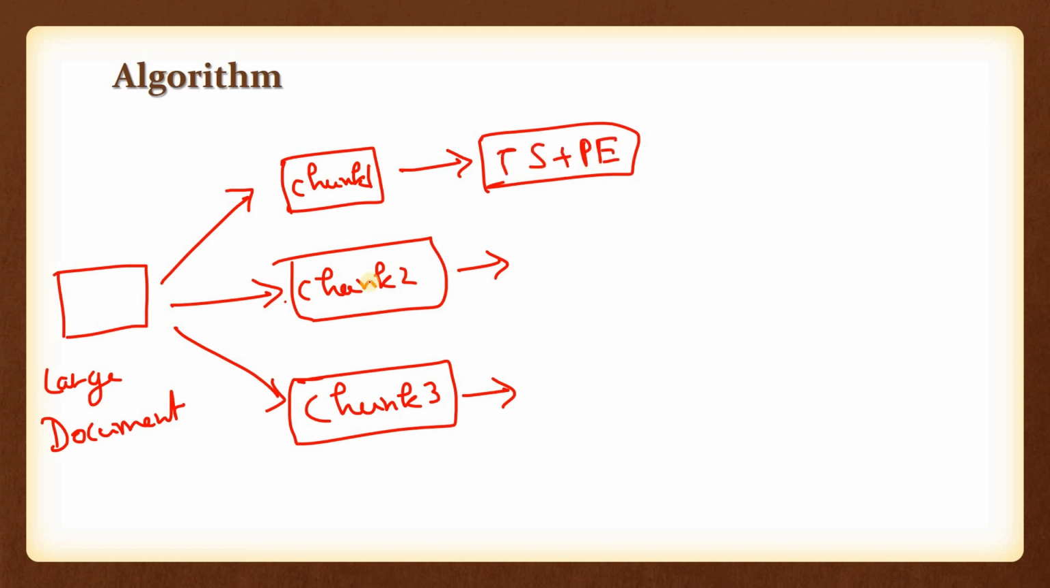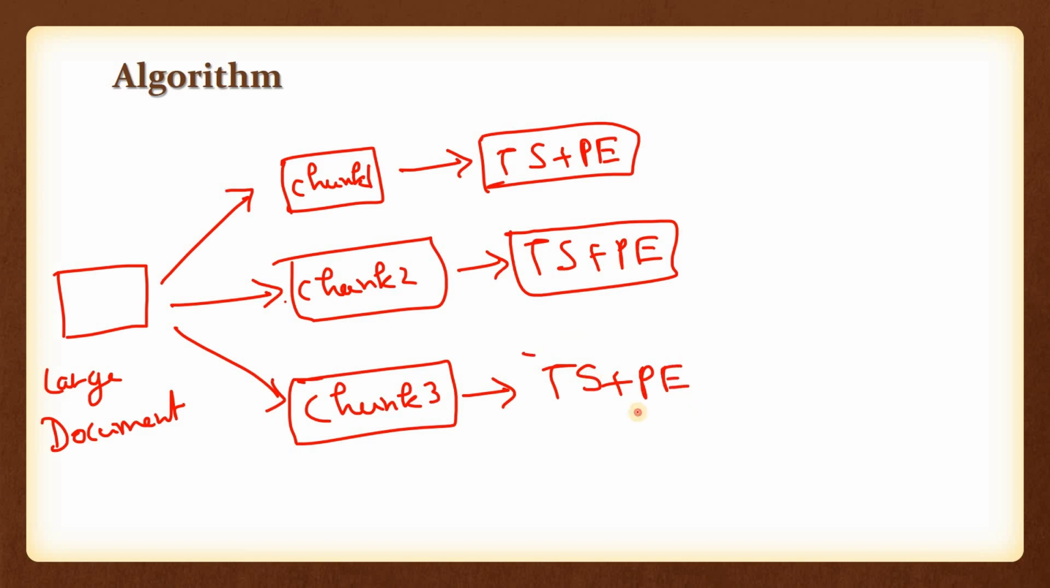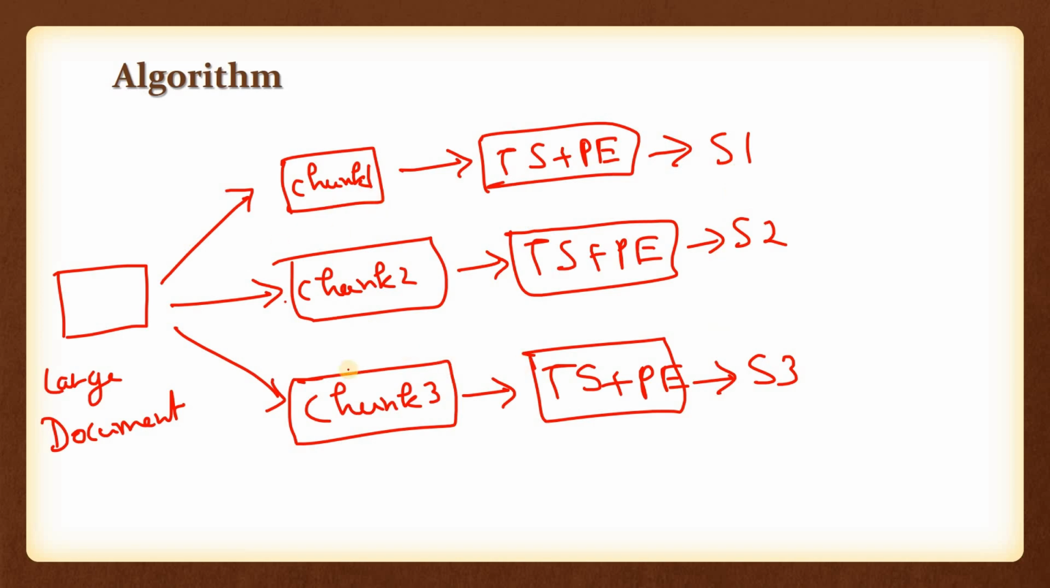Okay, so TS plus P on chunk 1, similarly text summarization and prompt engineering, using that we'll get the summary for chunk 2 also, and similarly for chunk 3 as well, using prompt engineering and text summarization we will get the summary of chunk 3. So here summary of chunk 1, summary of chunk 2, and summary of chunk 3. That many number of summaries we will get, which is equal to total number of chunks whatever we got after splitting, right? Now these summaries are chunk level, but we need document level summary.